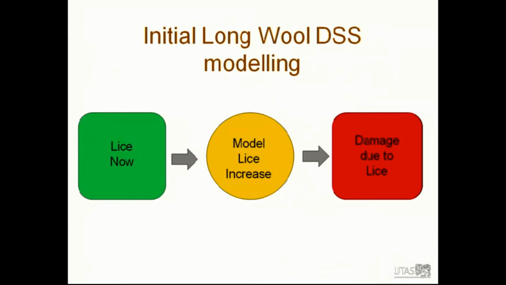Now, our initial idea for the long wool model was that we would get some estimate of the lice at the moment. We have population models for lice increasing on the sheep, so that wasn't a problem, and then we'd work out the damage due to the lice.